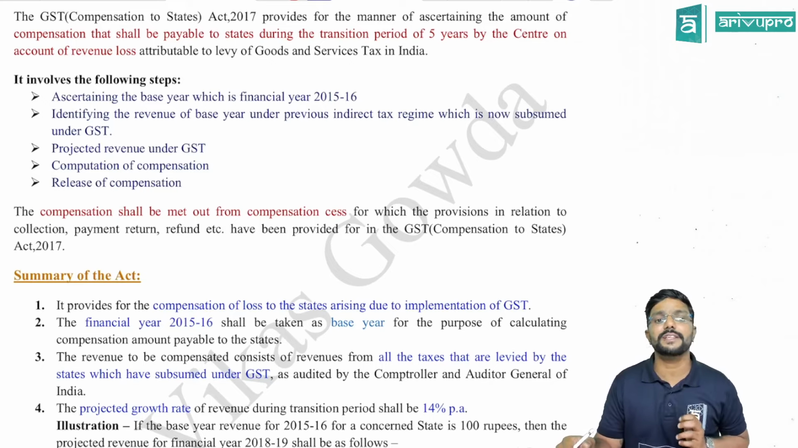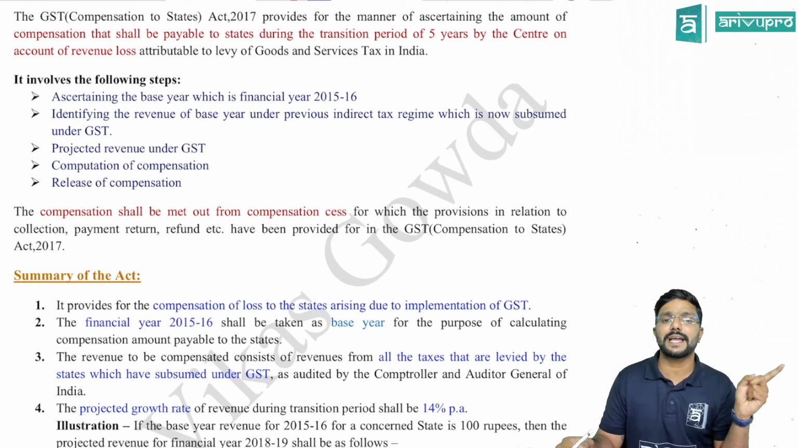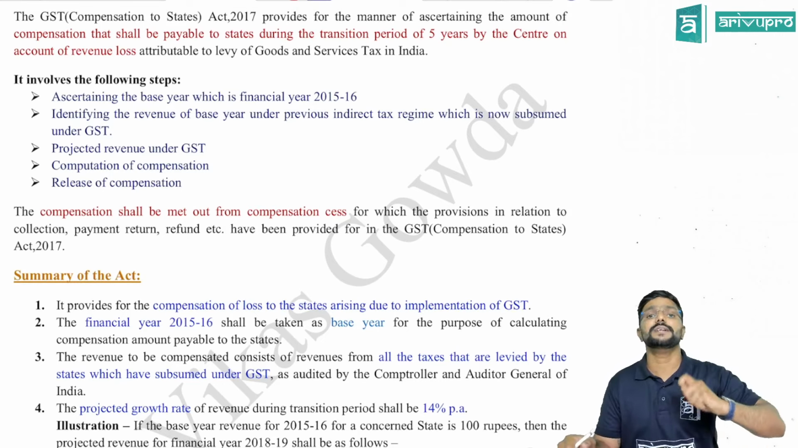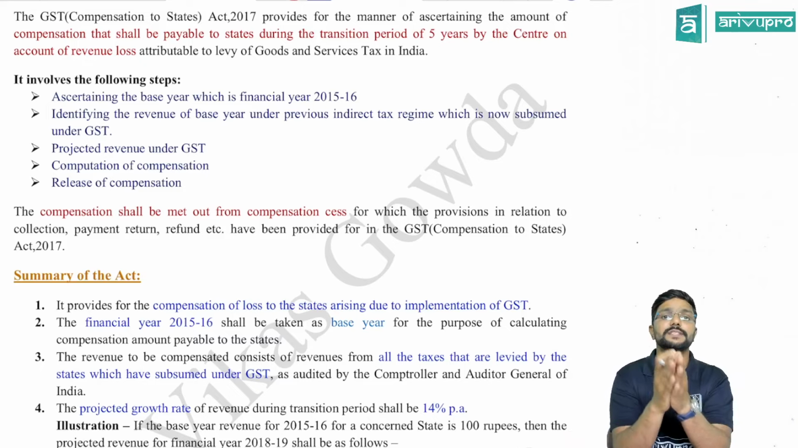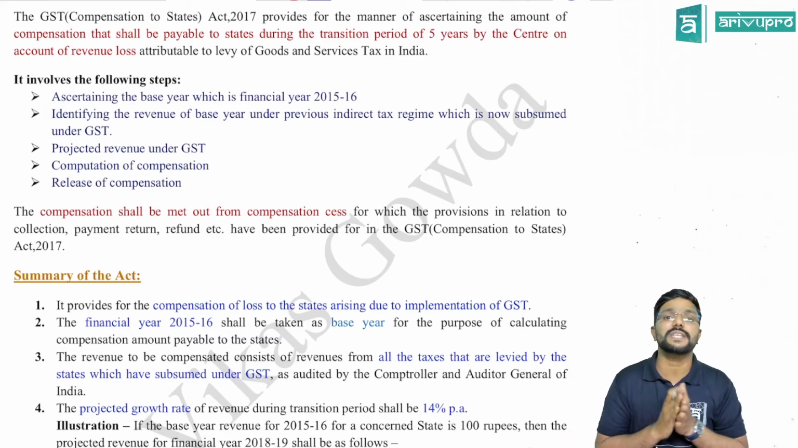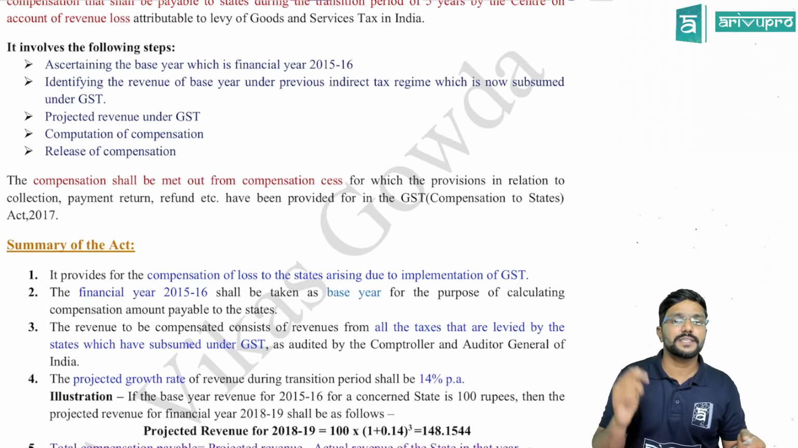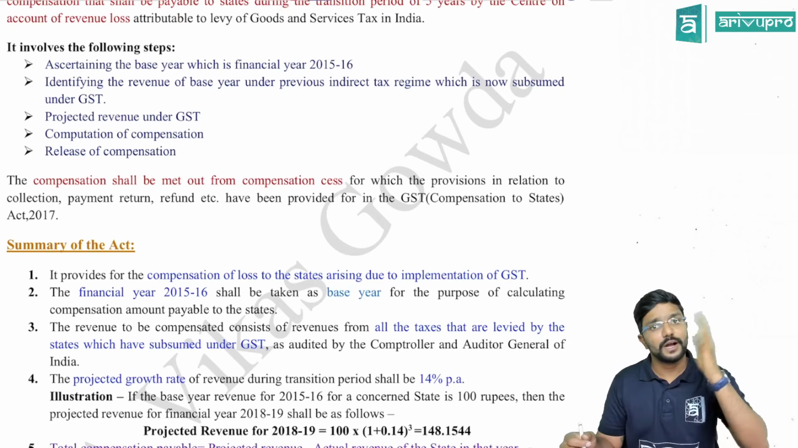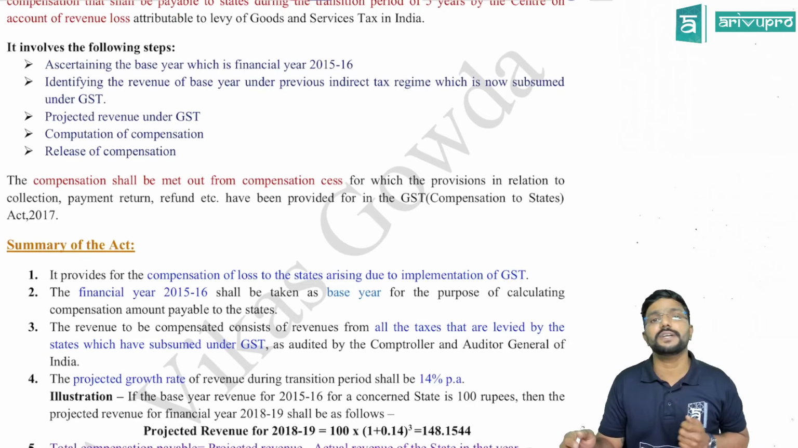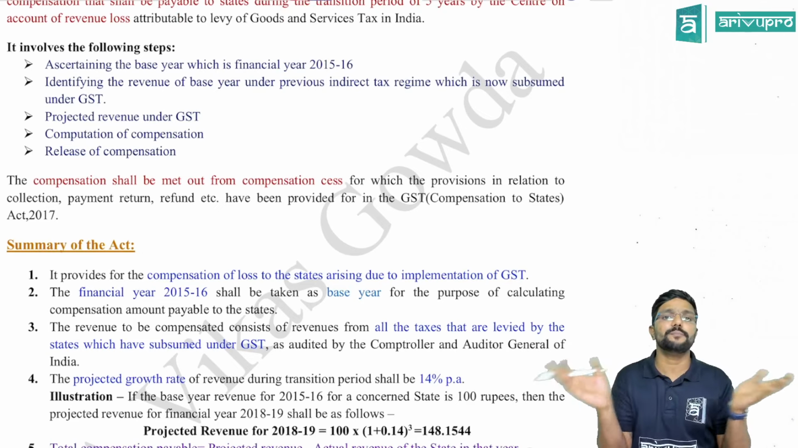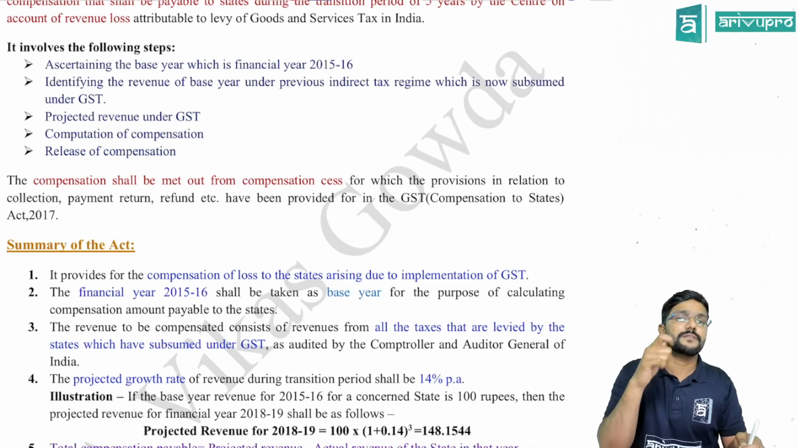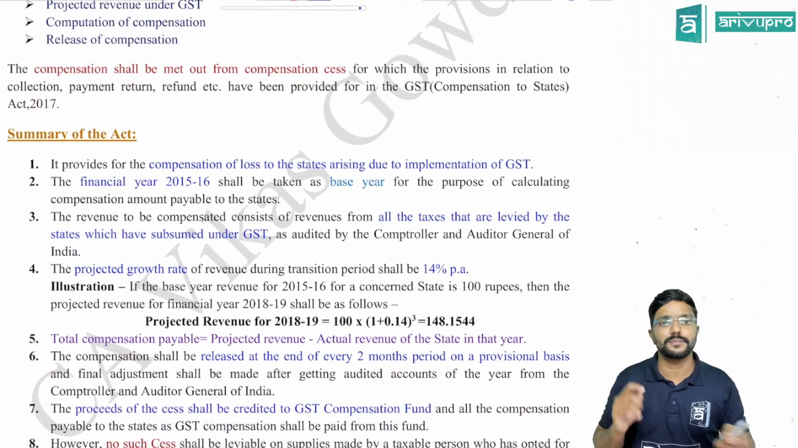Then identifying the revenue of that base year, that is 15-16, under the previous indirect tax regime, which is now subsumed under GST. Means in 15-16, what revenue that particular state got from the indirect taxes which are now subsumed under GST has to be calculated. That is nothing but the projected revenue. Then what is the actual revenue under GST has to be calculated. Then compare both. If there is a loss of revenue, that would be compensated by the central government.